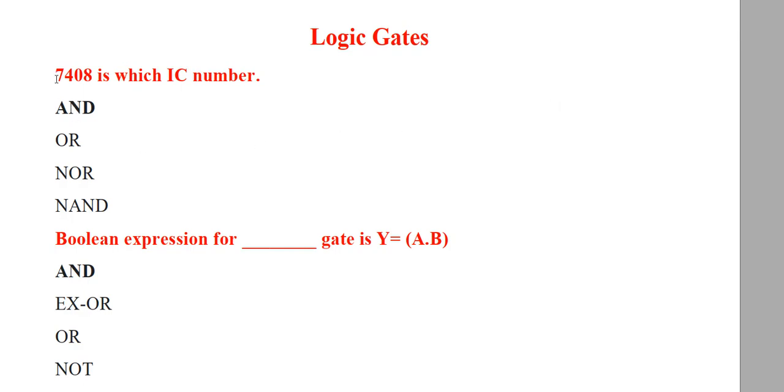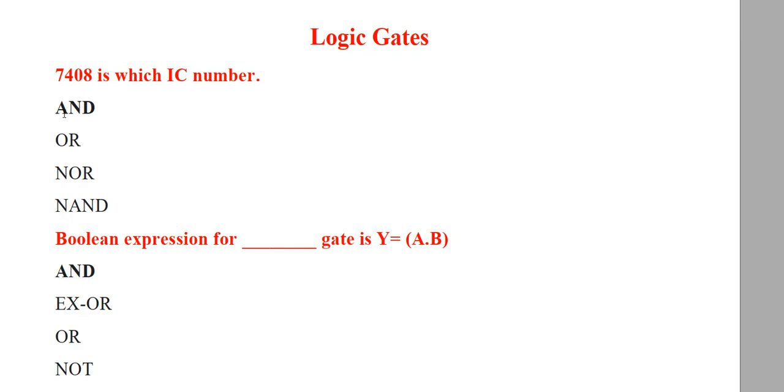IC 7408 is which IC number? Of course, we have already seen the truth table and the comparison table in lecture number 1 of all logic gates IC. So of course 7408 is an AND gate IC. You will be given 4 options, out of which you have to mark any one option. So 7408 is which IC number? It is an AND gate IC.